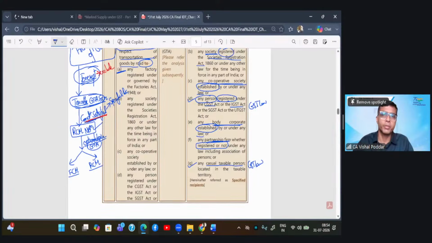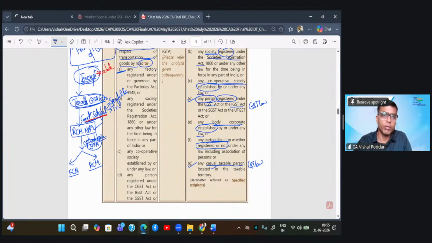So one is a registered person of GST, one is a casual taxable person under GST. If you observe the specified recipient list, students, if I have to give you one single analogy, the specified recipients are those who are created as per some law. So whoever are created as per some law should be your specified recipient. So what is the first condition? The recipient should be specified.